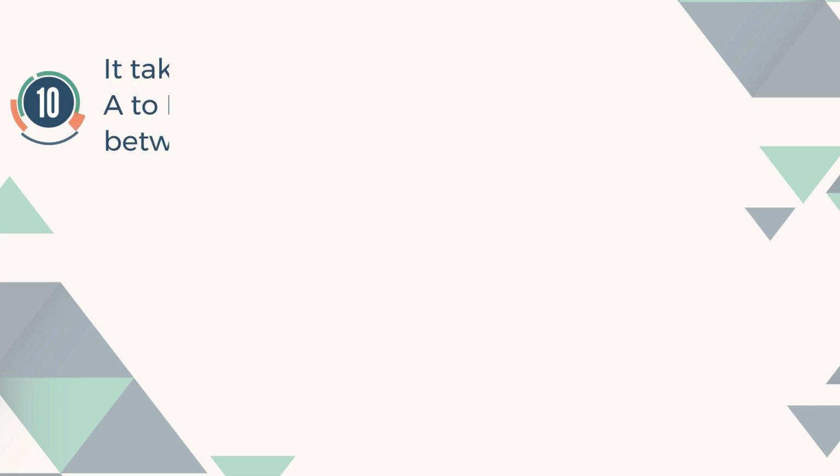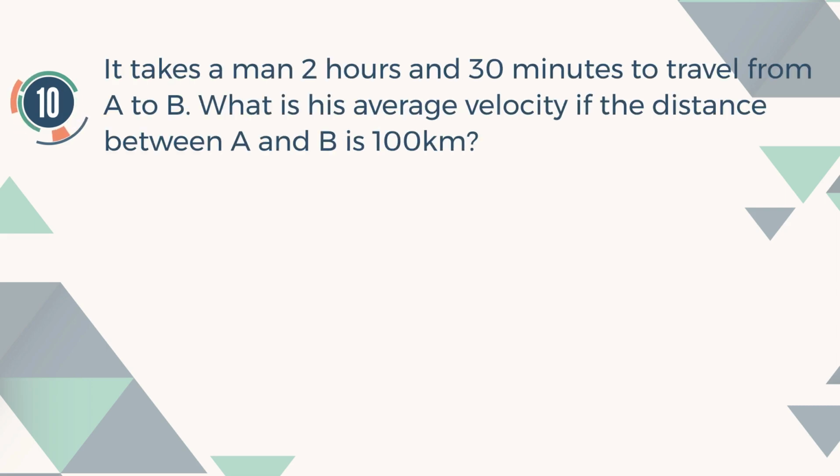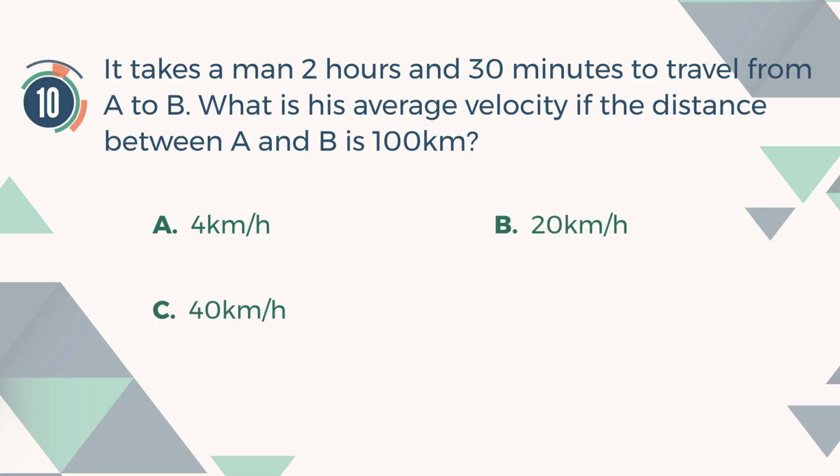Number 10. It takes a man 2 hours and 30 minutes to travel from A to B. What is his average velocity if the distance between A and B is 100 kilometers? A. 4 kilometers per hour. B. 20 kilometers per hour. C. 40 kilometers per hour. D. 45 kilometers per hour.